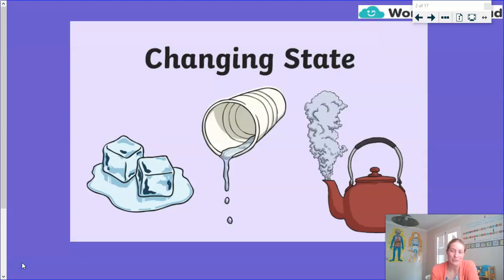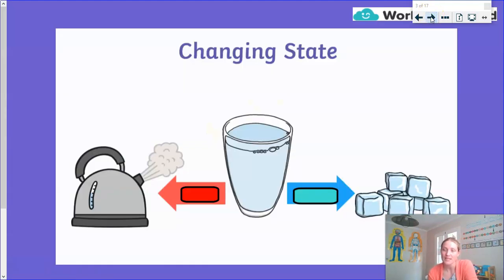So like I said, we're going to start today's lesson by quickly recapping some of the things that you should remember from grade 4, about changing states. Now remember, we say that all materials come in one of 3 states. They are either a solid, a liquid, or a gas. So let's see if you can remember some of the words that we use when we say something has changed from one state to the other.